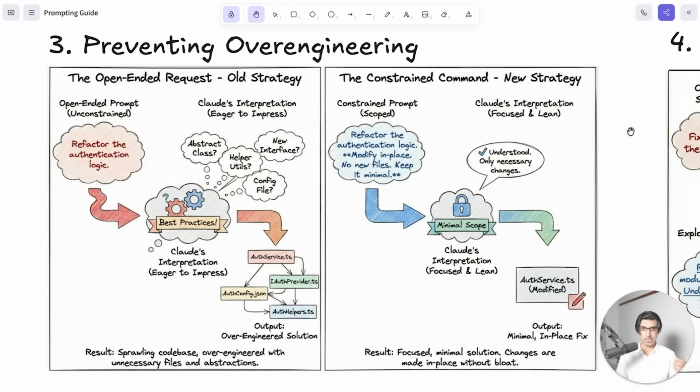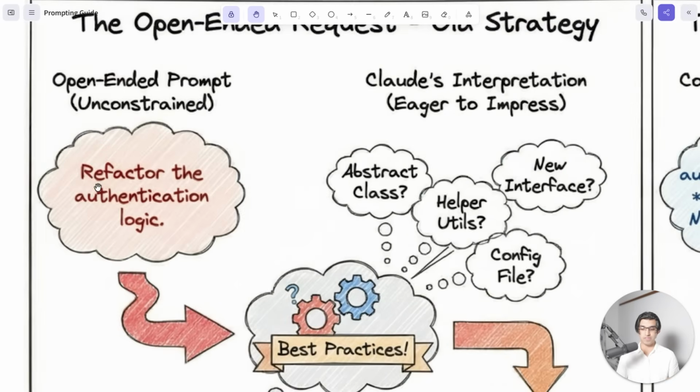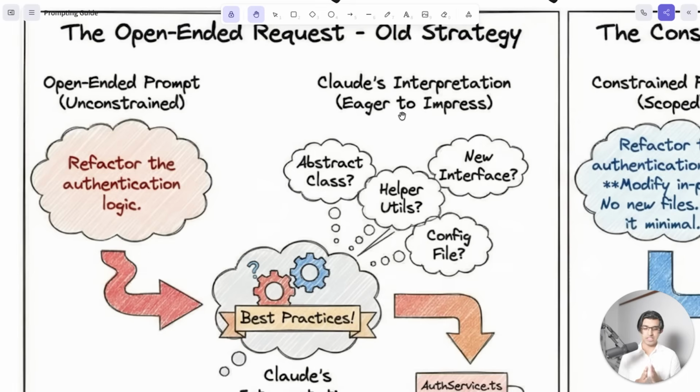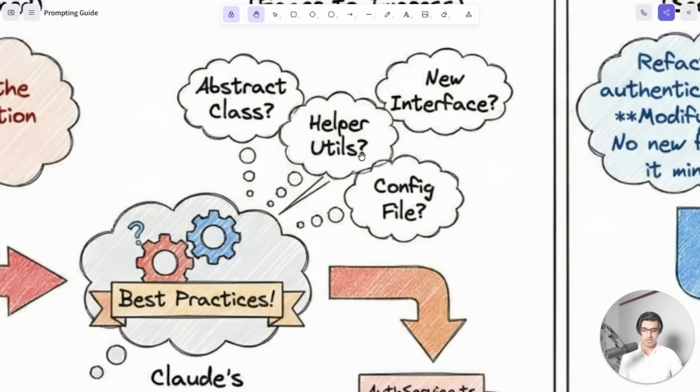Another important idea is that Opus 4.5 now has a tendency to over-engineer in some ways. For example, if you gave it an open-ended request, which you may have done previously, like refactor the authentication logic, then Claude Opus 4.5, because it's really eager to impress you, may think, okay, I'm going to come up with a new interface, new helper classes, a new config file, and more abstraction or something like that.